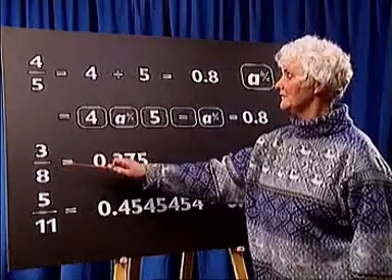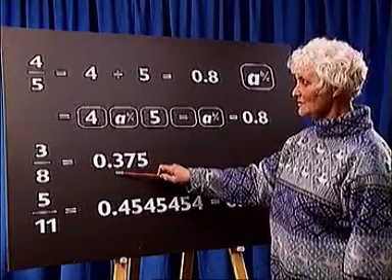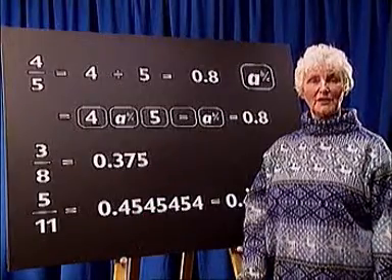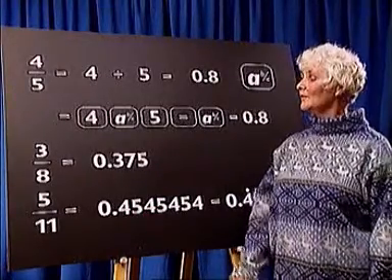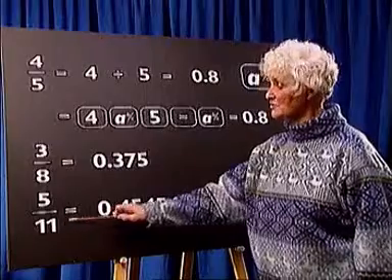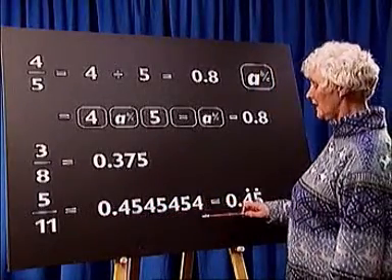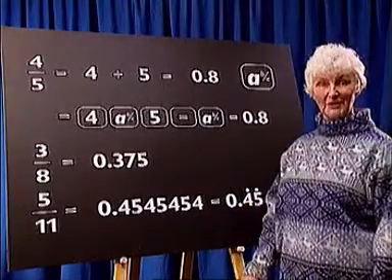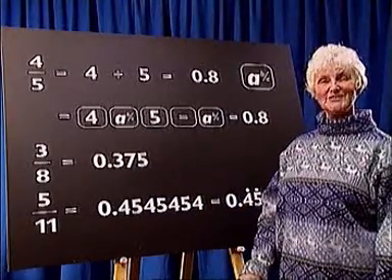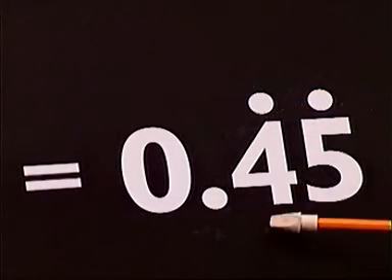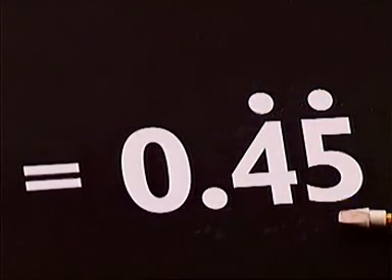3/8 can also be converted to a decimal as 0.375. This is also an example of an exact decimal, whereas 5/11, which is equal to 0.45454545, is an example of a recurring decimal. And we can show this in shorthand by placing dots above the recurring set of numbers.